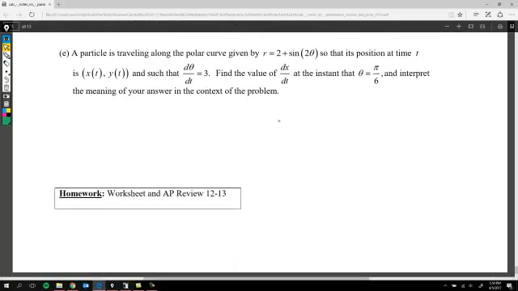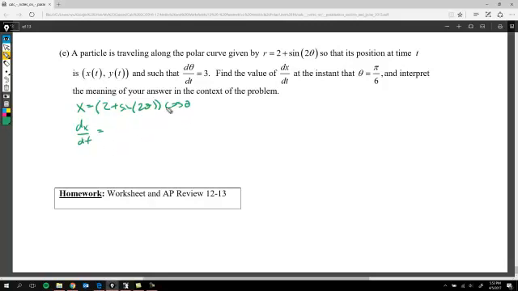And last one. They give us the same r equation, and they give us that d theta dt is 3. They ask us to find dx dt at pi over 6, and then interpret what this is telling us. Well, in order to find dx dt, I need to first establish what x is. So x is going to be r cosine of theta. So r is (2 plus sine of 2 theta) times cosine of theta. And so I need to find dx dt, which is straight up derivative.